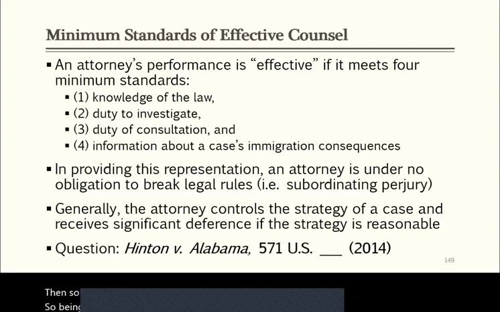I have a challenge that you look at Hinton v. Alabama. It's a 2014 case. And read through it and ask yourself, is this an effective representation by counsel? And then read what the court says. It's a shocking case to a layperson, right? It's a very interesting case. Just take a look at it.